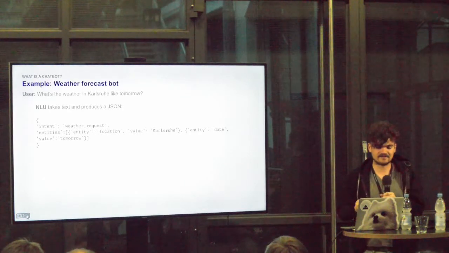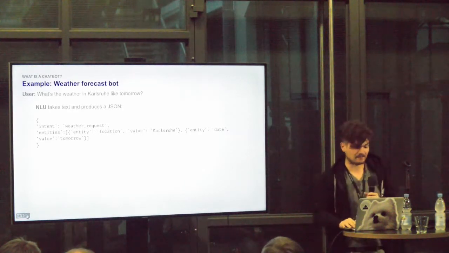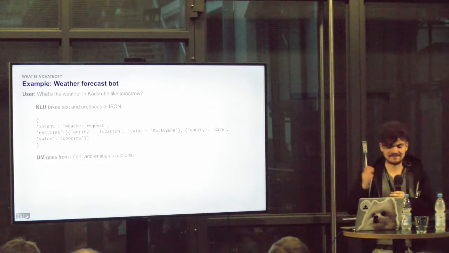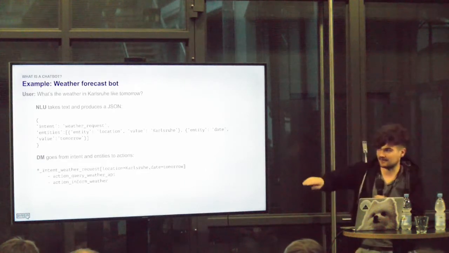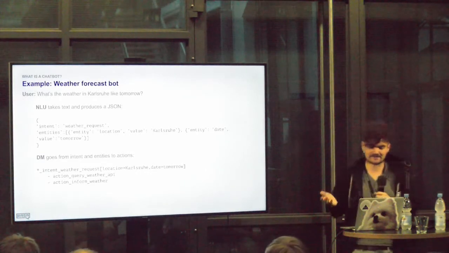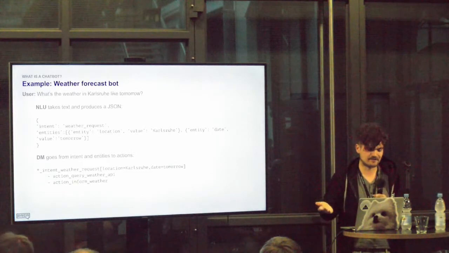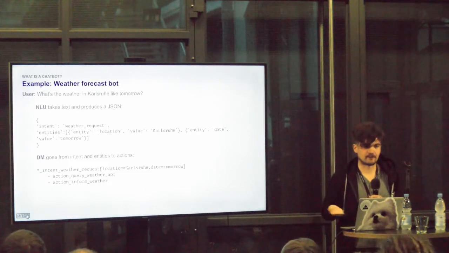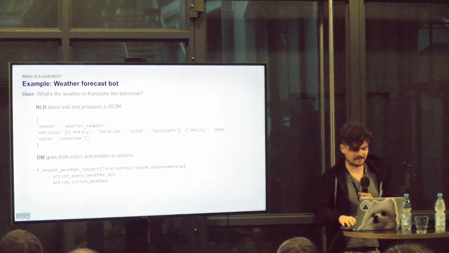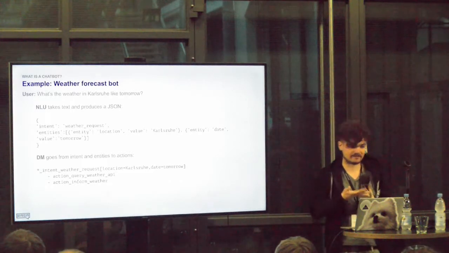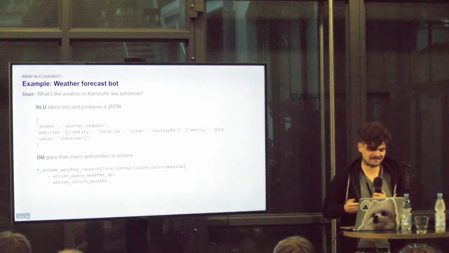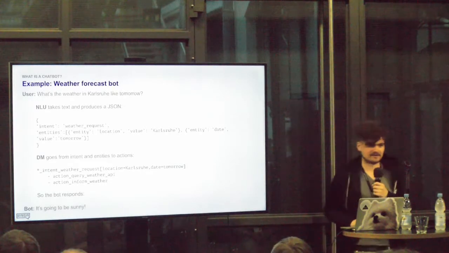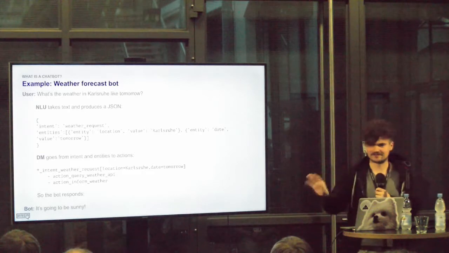So we can take these entities and this intent and pass them to the dialogue manager. And then with the dialogue manager, we go from the intent and the entities to the actions. So here we have the user with the intent of a weather request, says Karlsruhe and the date tomorrow. The bot then knows it has to query the weather API and then inform the user of the weather like that. And then it turns the results of that API into text through language generation. So the bot will respond, it's going to be sunny, which I didn't actually check, so it might be sunny, but don't take this as fact.